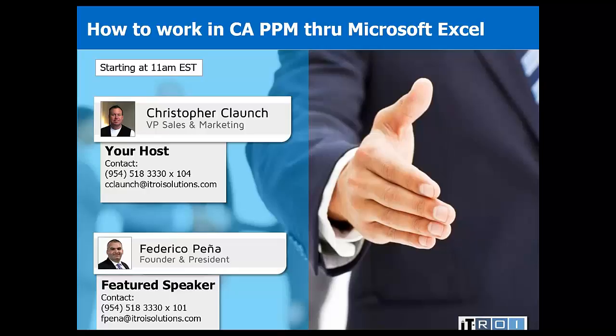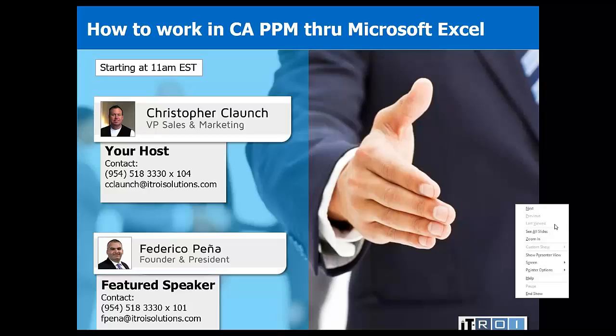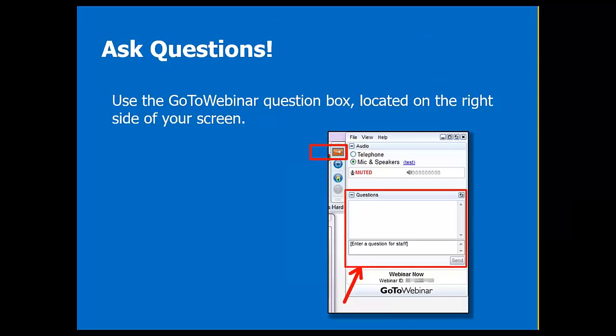And today we're going to have the How to Work in CA PPM through Microsoft Excel webinar. What I'm going to do is go through a little bit of housekeeping, talk about the functional way we navigate around in the webinar today and how you can participate as a listener. And also we're going to go into some of the topics, a little bit of background on us, and then I'm going to hand it over to Federico to get into the technical side.